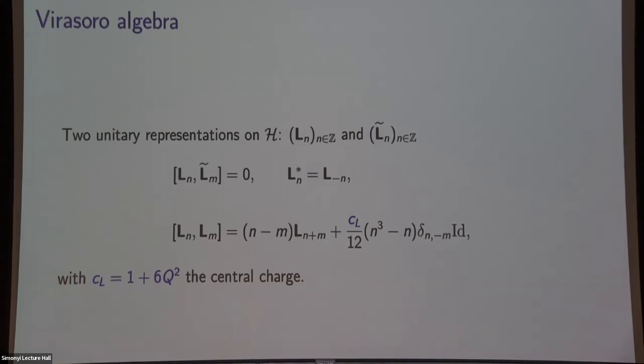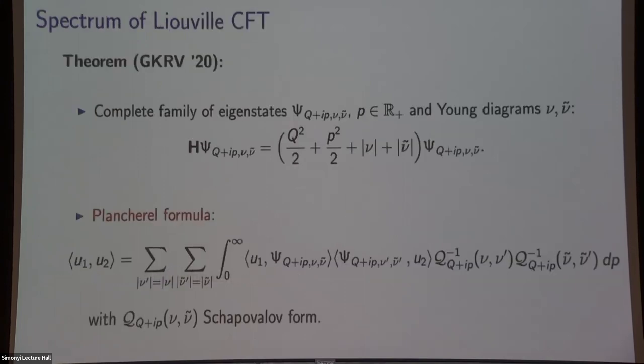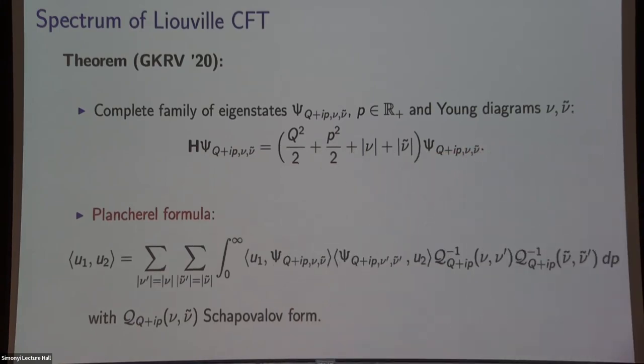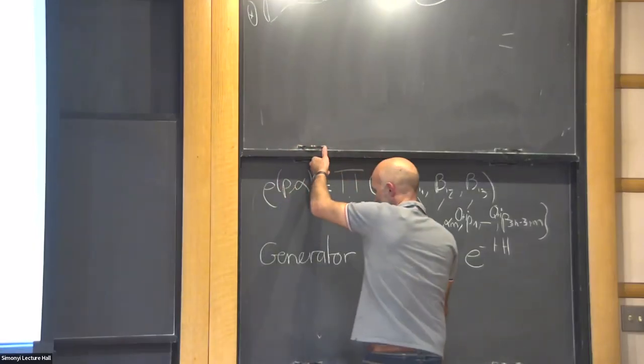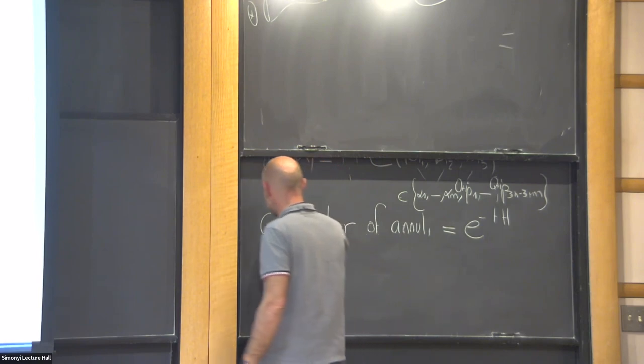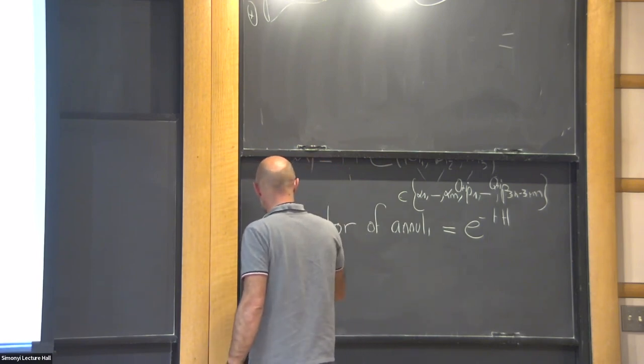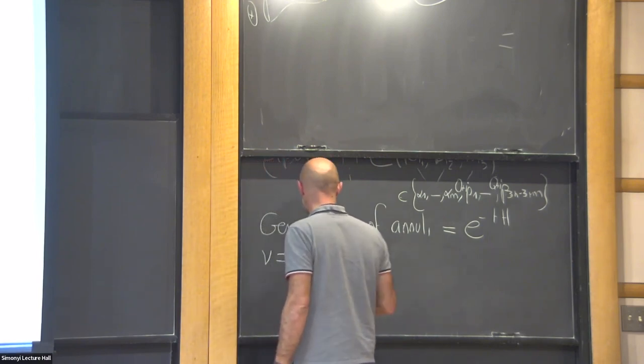To get a basis, we have a first theorem, which is purely analytic. We can find a family of eigenstates which diagonalize the Hamiltonian. This family is indexed by P and the Young diagrams. So what are Young diagrams? Young diagrams are just finite sequences.